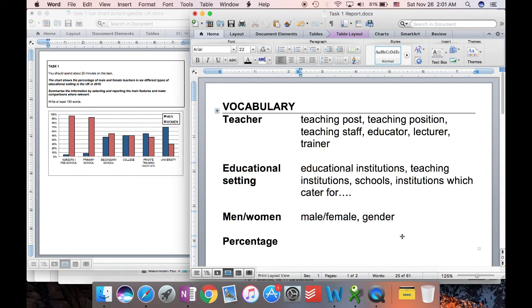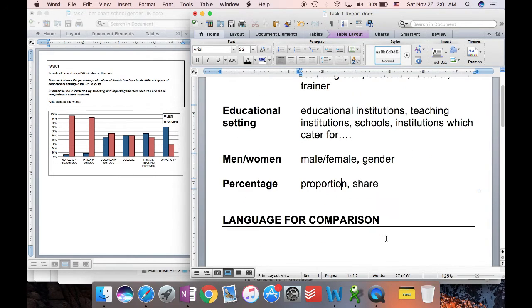Percentage. Now, the graph is a percentage graph. We're not talking about the numbers of men or the numbers of women. We're talking about the percentage of men and the percentage of women. So don't talk about the number of female teachers. You've got to talk about the percentages. For synonyms for percentage, you could use the word proportion or share. So this is some vocabulary that we can use when we do our writing.